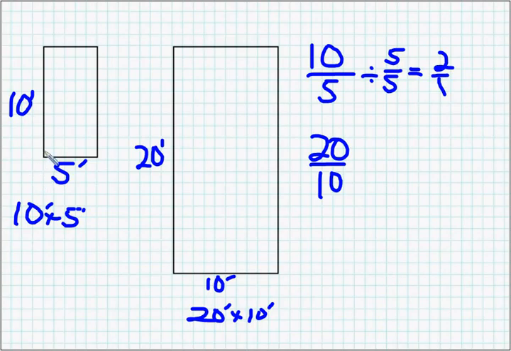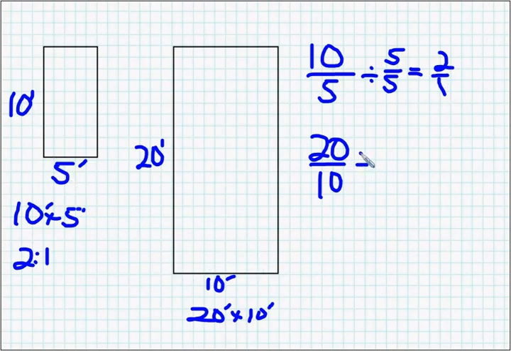So this rectangle has a 2:1 ratio in terms of its length and width. So for every 2 feet long this rectangle is, it's 1 foot in width. Let's see if this one has the same proportion.